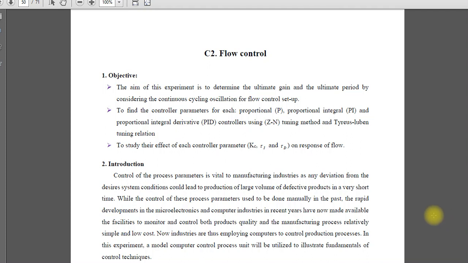Assalamu alaikum. I'm going to discuss today the flow control experiment, mainly the discussion part: how to generate the graph and how to interpret the result.